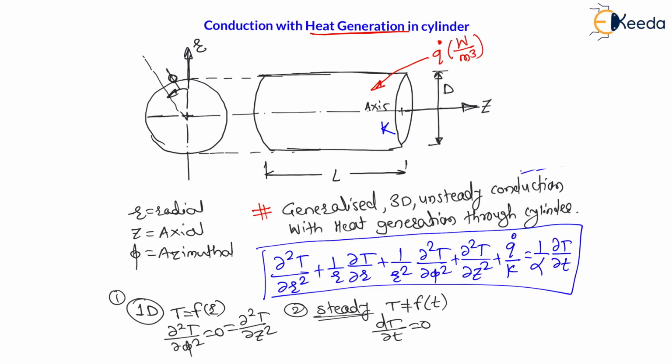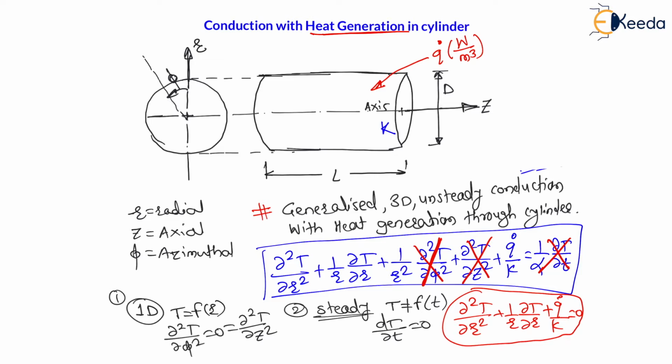So, my dear students, if I assume steady, this term will get cancelled, as well as this term. Therefore, the equation becomes, for steady one-directional heat transfer with heat generation, ∂²T/∂r² + (1/r) ∂T/∂r + q̇/k = 0. This will be our equation, and for this equation we are going to do the analysis.